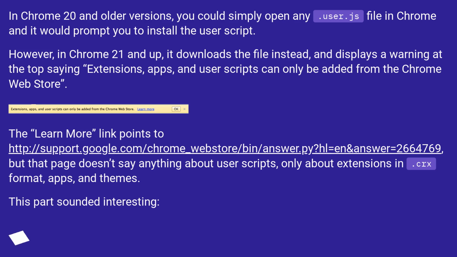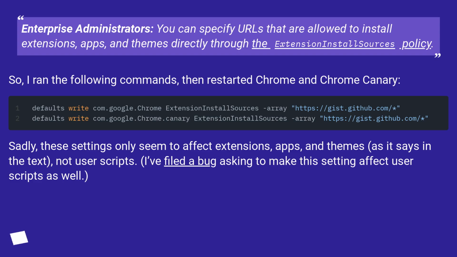The Learn More link points to this URL, but that page doesn't say anything about user scripts, only about extensions in .crx format, apps, and themes. This part sounded interesting. Enterprise administrators, you can specify URLs that are allowed to install extensions, apps, and themes directly through the extension install sources policy. So, I ran the following commands, then restarted Chrome and Chrome Canary.